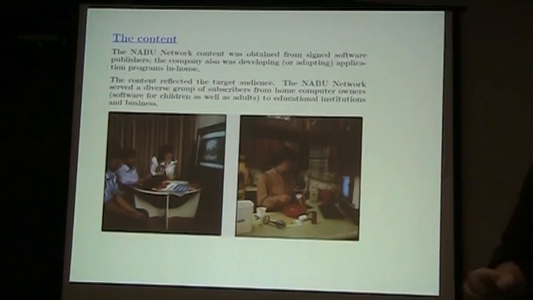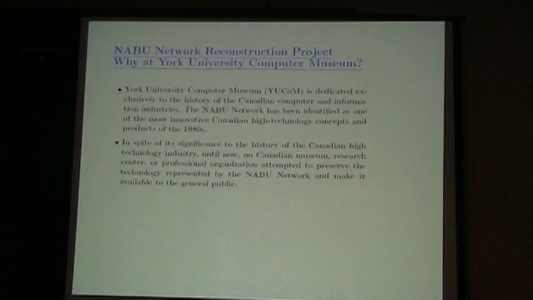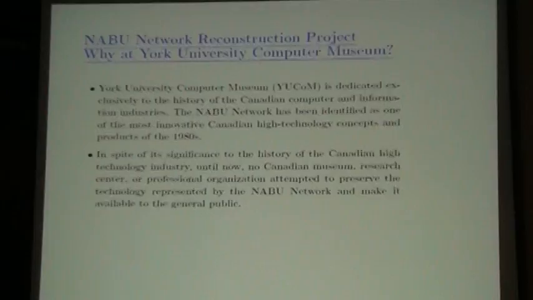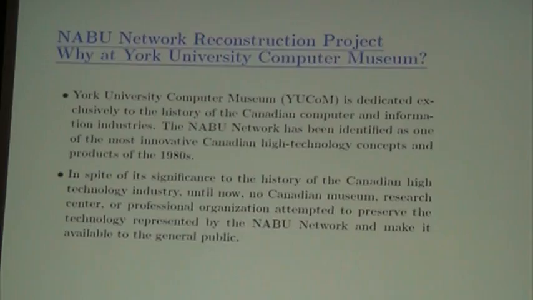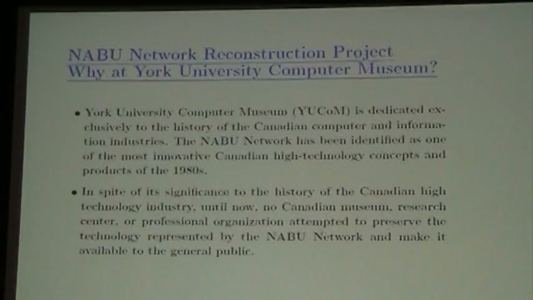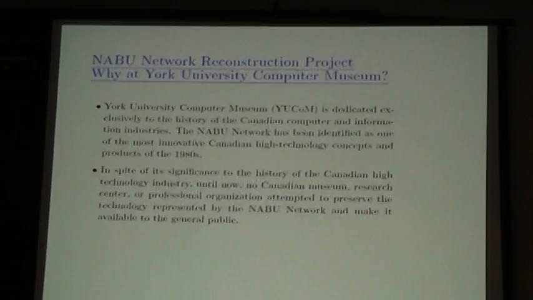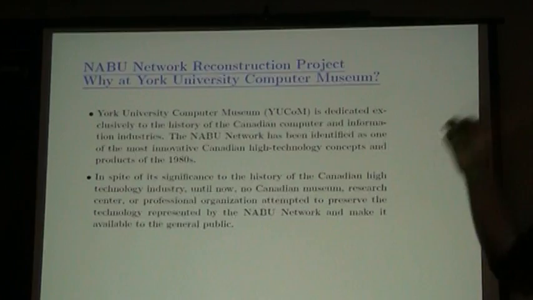So, the NABU reconstruction project. You know something about NABU. What happened when NABU collapsed in 86? They installed the NABU network in three places: Japan, Ottawa, and Alexandria. So when they closed, basically there were three copies of a network. I'm talking about software. So when they closed, everything disappeared. So there was no software, a little bit of hardware, but not much. So everything was gone. And first of all, our museum is dedicated to the Canadian computing industry.